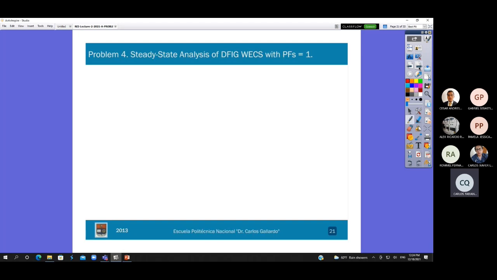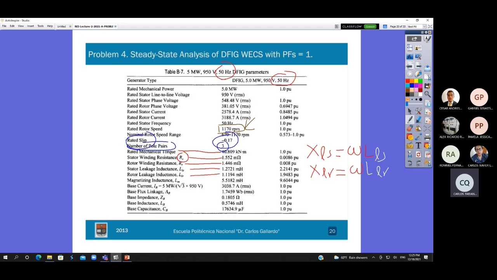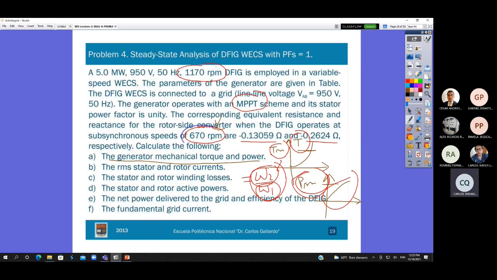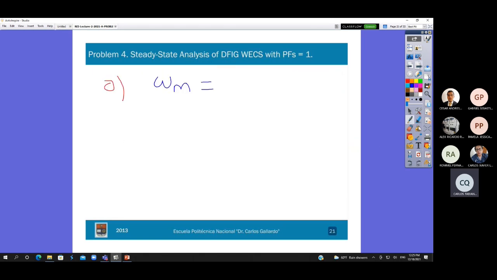So we carry out the analysis of two speeds. The first one is the operation speed, in this case the subsynchronous speed, and the second speed is the rated speed. Then we estimate the new torque and power using the speed ratio. In order to compute the new mechanical torque and power, I will start with the rated values. The second speed, according to the problem, is this operating point. This is my first operating point, and this is my second operating point. I will have here 670 RPM.